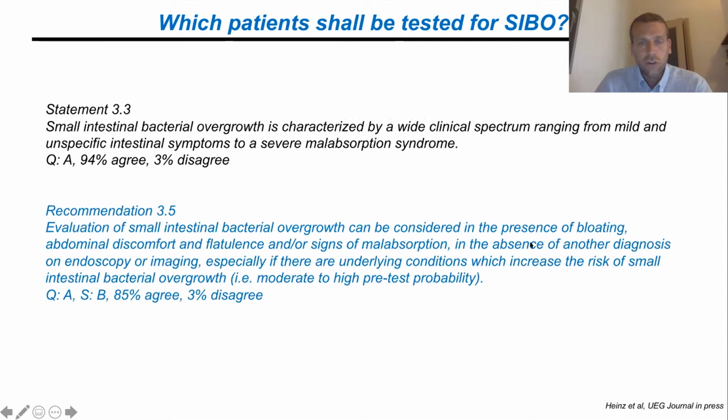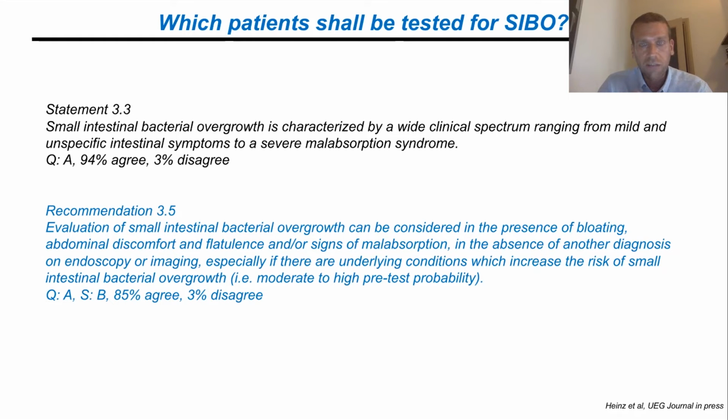And so the definition of this kind of patients is really helpful in defining the other statement of our consensus, which states that SIBO is characterized by a wide clinical spectrum, ranging from mild and unspecific intestinal symptoms to severe malabsorption symptoms. And so the evaluation of SIBO can be considered in the presence of these symptoms and in the presence of signs of malabsorption. Of course, this has to be done in the absence of another diagnosis on endoscopy or imaging, especially if there are underlying conditions, and we have seen which are these underlying conditions, which can increase the risk of SIBO.